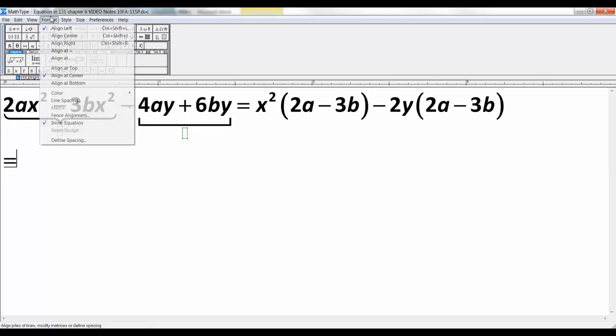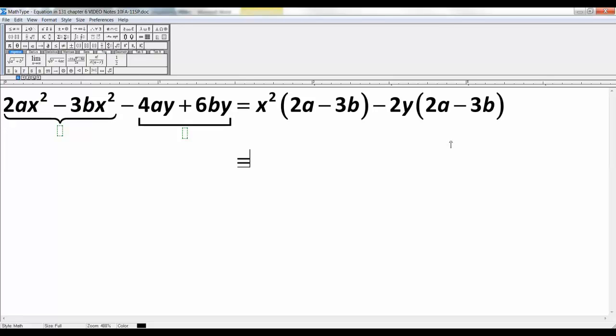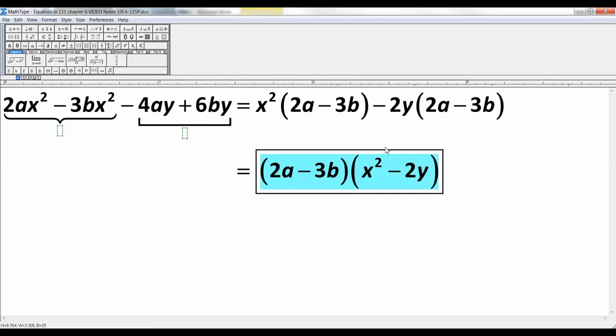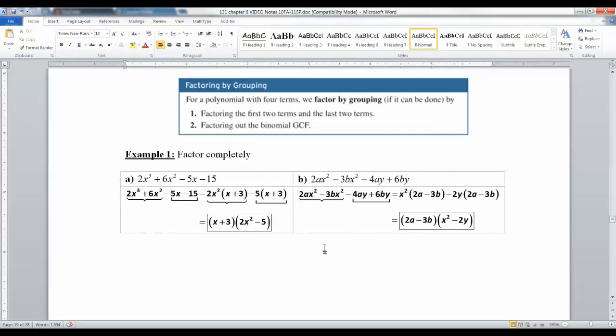So equals, okay, then I can say 2a minus 3b comes out. That leaves me x squared minus 2y. And we're going to stop right there. Now, normally you would keep going if you could and make another double parentheses for these. But unfortunately, well, actually, fortunately for you, this doesn't go any further. That second parentheses does not factor any farther. All right, so we're done with learning factoring by grouping.